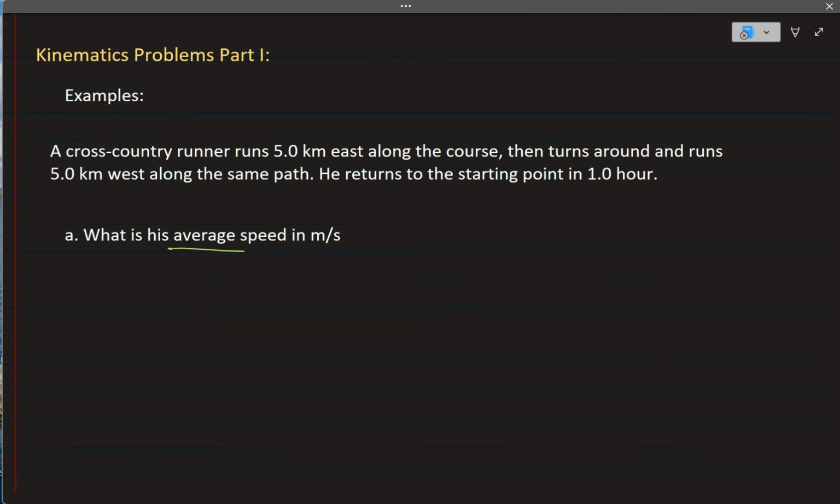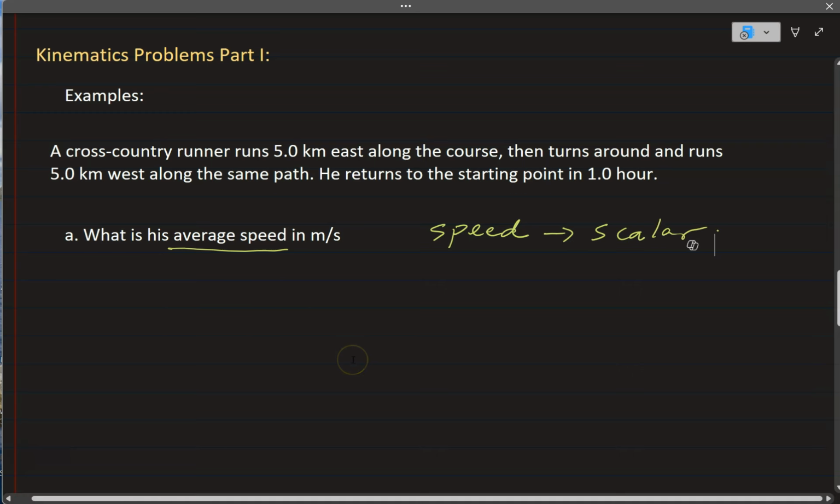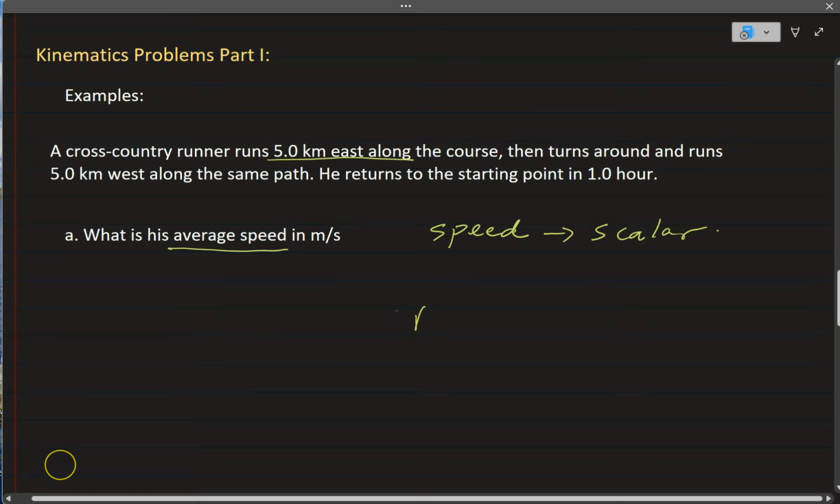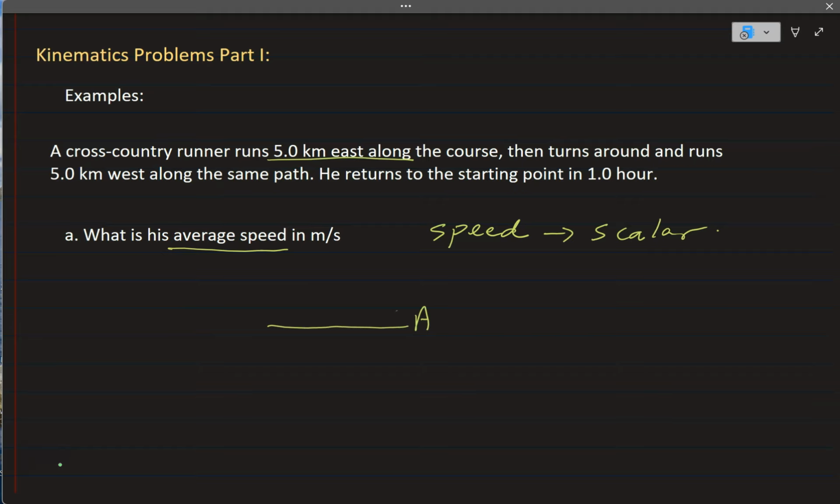Now, average speed. Remember that speed is a scalar. It is a scalar quantity in physics. That means no direction. Now, what else do we have? We have running east. So let's suppose point A is the starting point, and the runner runs east 5 kilometers. And then once it hits the 5 kilometer mark, it's going to turn around. Let's call that point B. And then it goes back to the starting point. And that's another 5 kilometers.